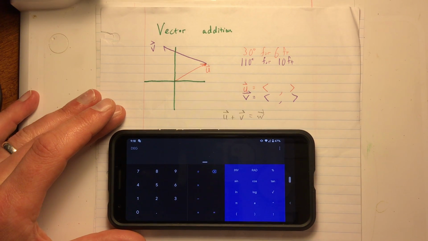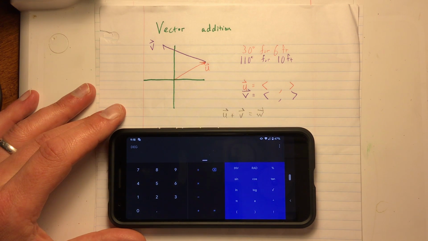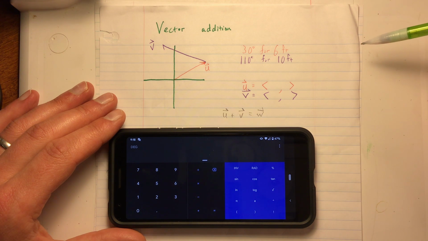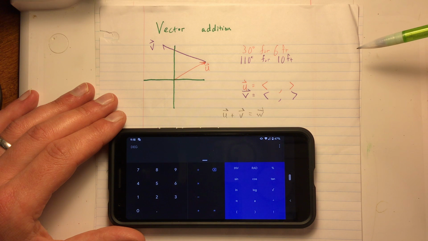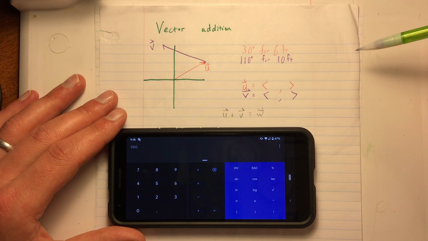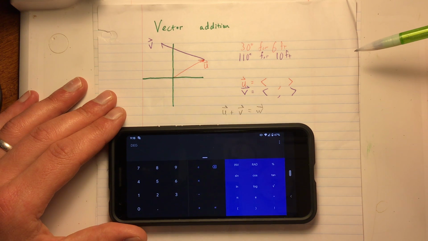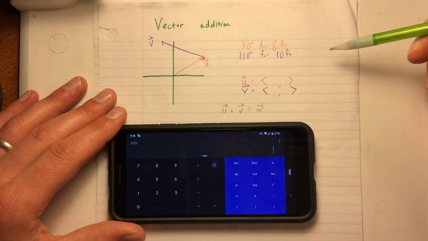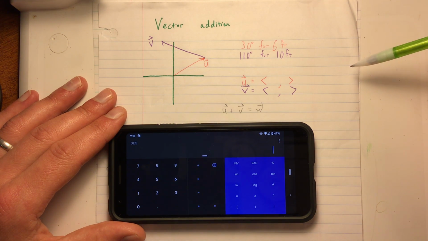Right, vectors, vector addition. Now, if you have not watched previous videos on how to find magnitude and direction for vectors, or how to find x components and y components for vectors, you need to go back and do that first. But now we get to how do we add vectors.